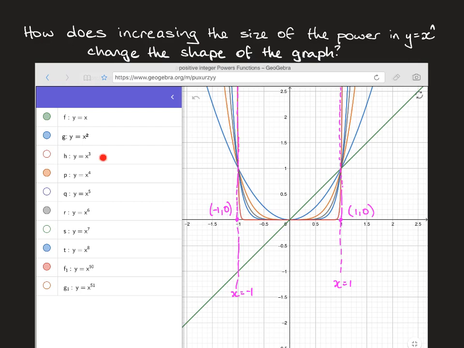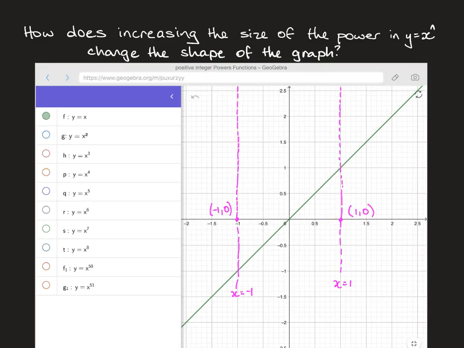Let's have a look at what happens with the odd-numbered powers now. You can see I've left our 2 points that were where our graphs were bending to and our 2 lines. So let's see what happens when we put in some odd-numbered powers. We've got y equals x there. This is x to the power of 3, x to the power of 5, x to the power of 7, and x to the power of 51, all odd numbers.